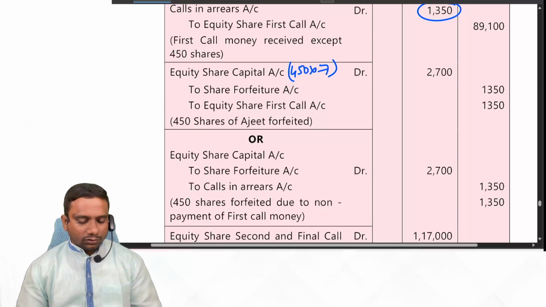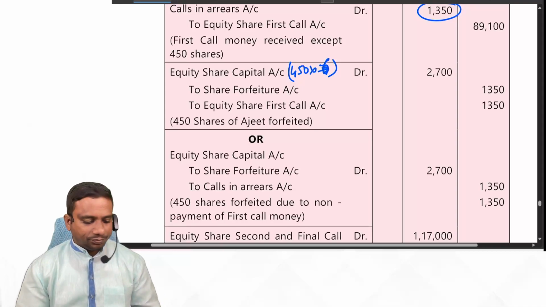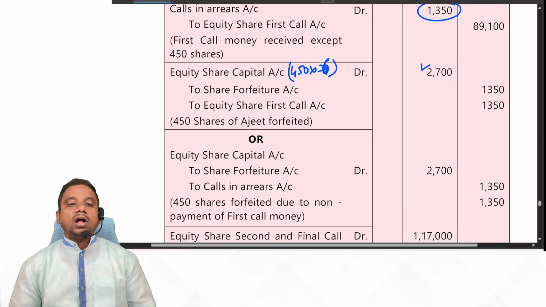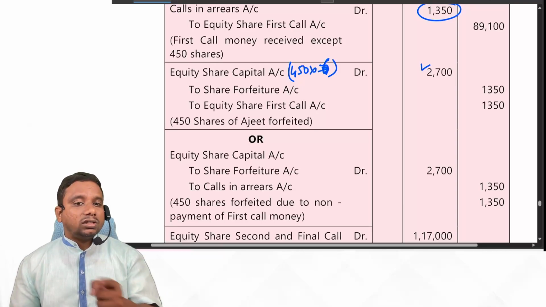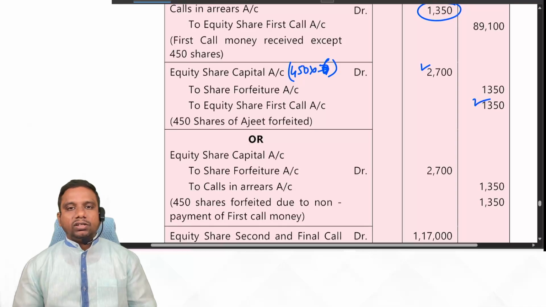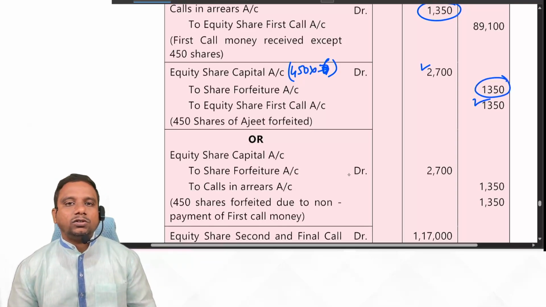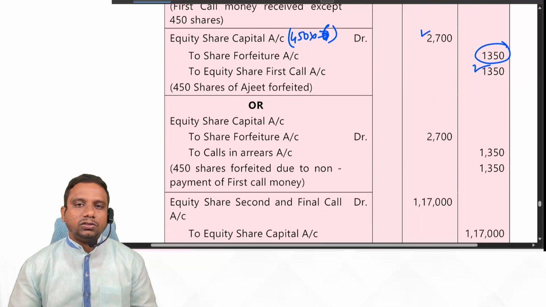450 into 7 rupees, na? 3 plus 2 plus 1. 450 into 6, 1007. Out of that, how much amount we have not received? 1350. That is transferred to, that is cancelled. Equity share first call. And the remaining amount received, 1350, is transferred to the account.